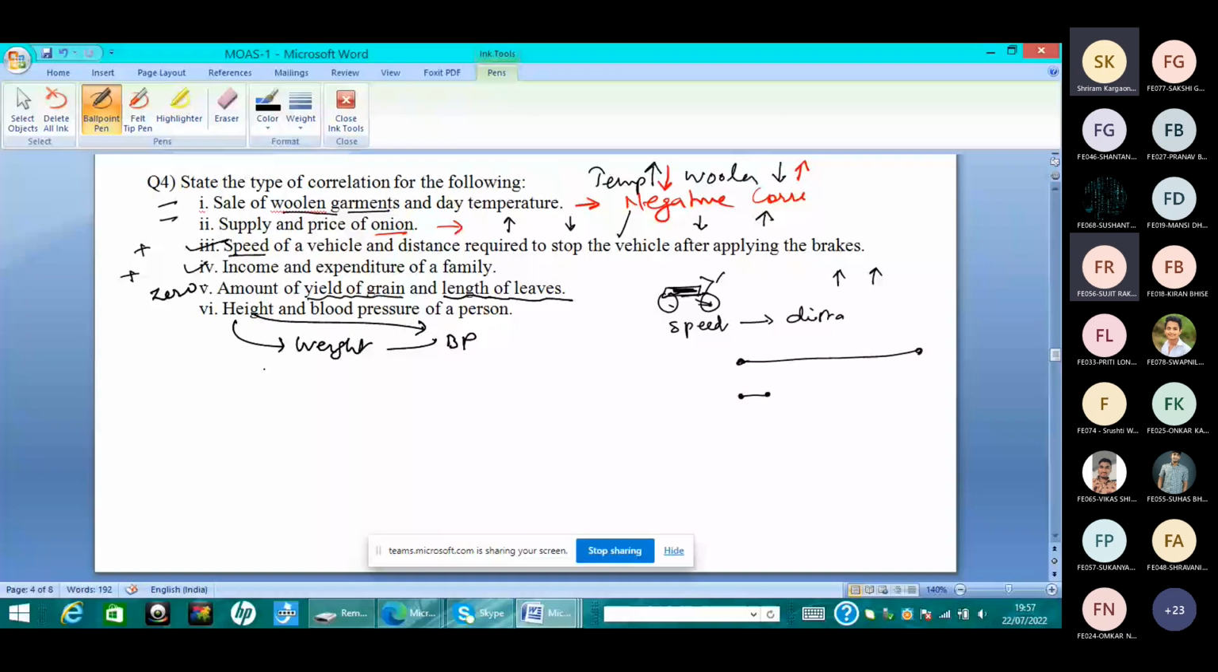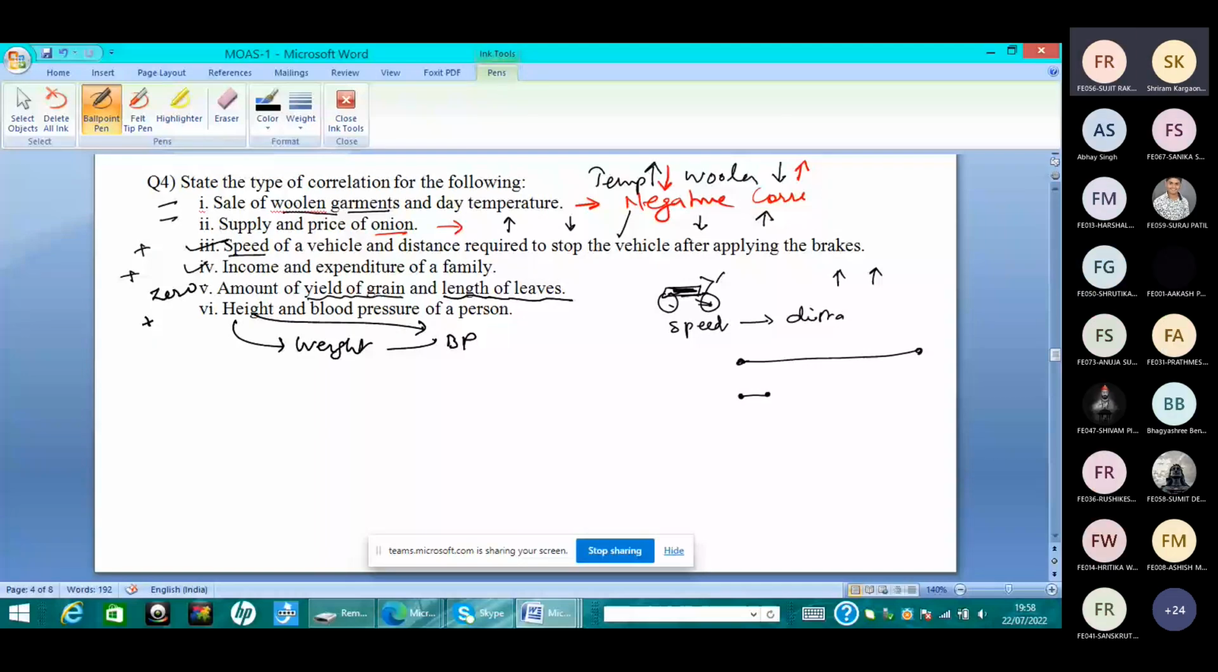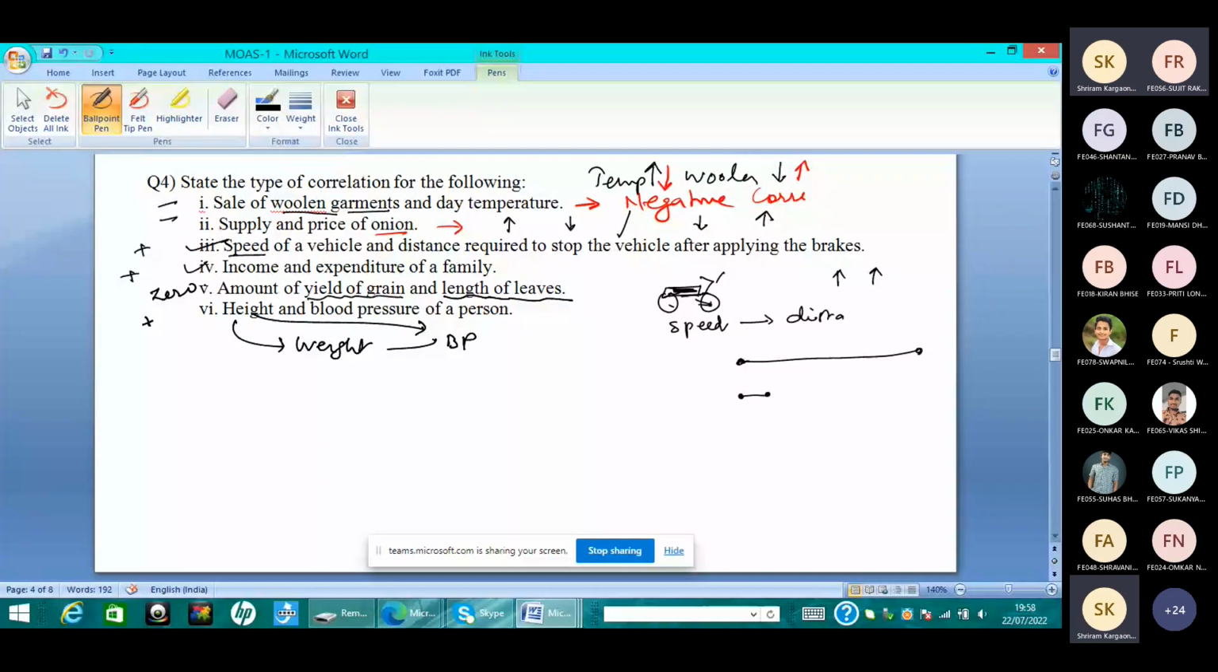In the case of doubt, you can say it is positive correlation. Okay, all of you understand? So now we are coming to the end of this unit.